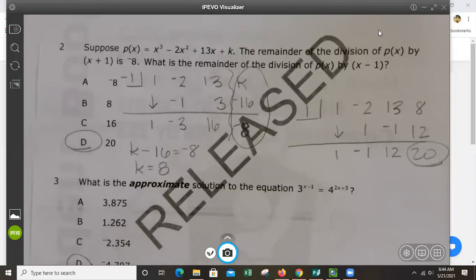Any question on number 2? Not a hard question, just one of those you have to trudge through. Is that good? All right.